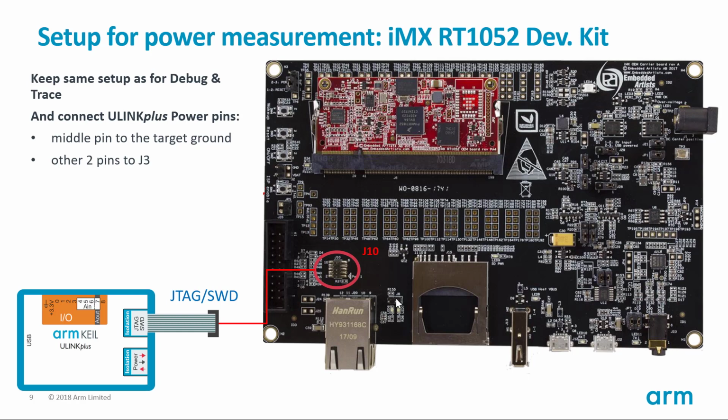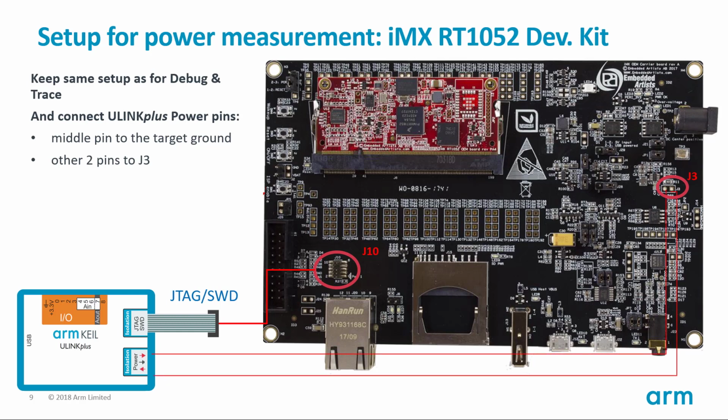And I will use the J3 jumper that allows to measure power consumption for the whole board. It already has a built-in shunt resistor of 100 milliohm, so I don't need to connect my own shunt board. So I remove the jumper and connect my power pins to it. The middle pin goes to the system ground that I use from the JTAG connector.